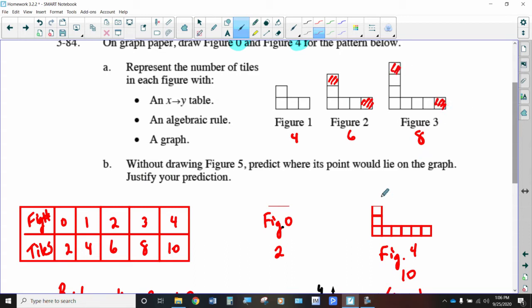So for figure 4, oh, what happened there? Why did that get cut off? Well, let me just go ahead and fix this. Figure 4 should have looked like that. 1, 2, 3, 4, 5, because we added one more to this. And 1, 2, 3, 4, 5, 6, 1, 2, yes, that one was on there. So this should have 10, right? Because it's 2 more than 8. 5, 6, 7, 8, 9, 10.